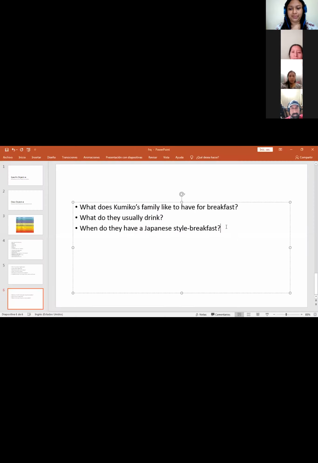So we're going to say, for a question with frequency adverbs, we're going to have a WH question word, plus auxiliary, do or does, plus the verb, plus the complement. This is for a regular question, right? Now, if I want to use a frequency adverb, the frequency adverb goes before.